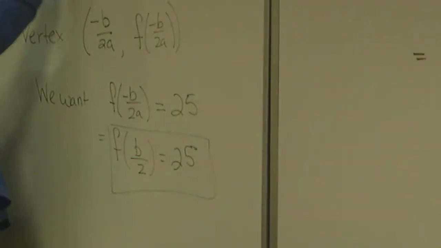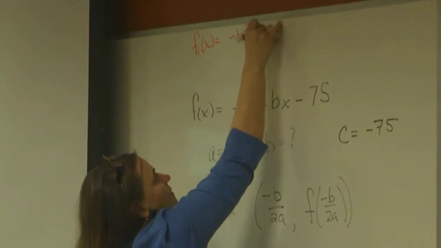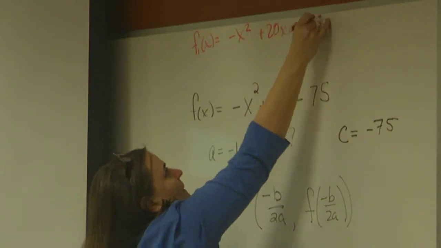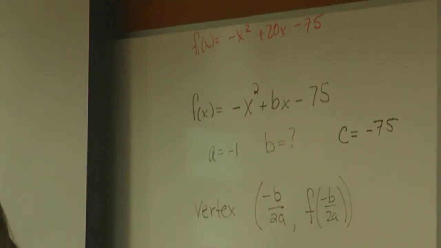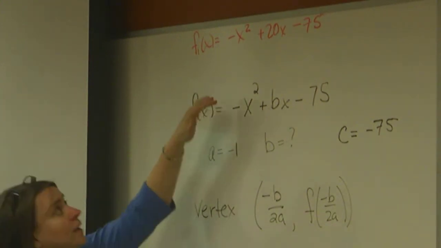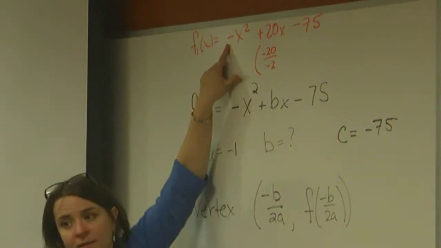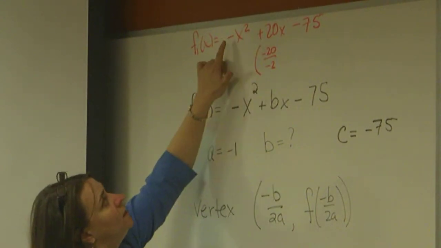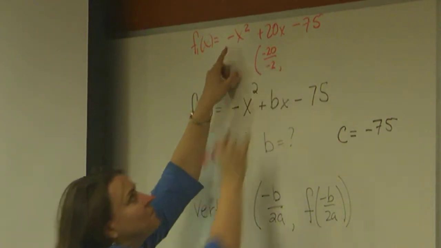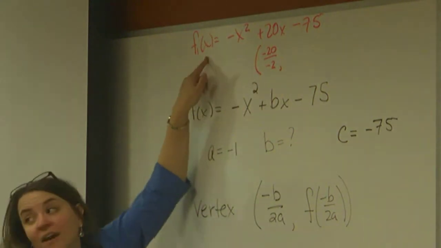First possibility is that B would be positive 20. Shall we see if we get the right maximum value? Maybe some of us could graph on our calculators. I think I'm going to just use the vertex formula again. Okay. Opposite B over twice A. Opposite 20 over 2 times -1. So double check me, Jake. I think it's 10. And now I need to calculate f of 10.